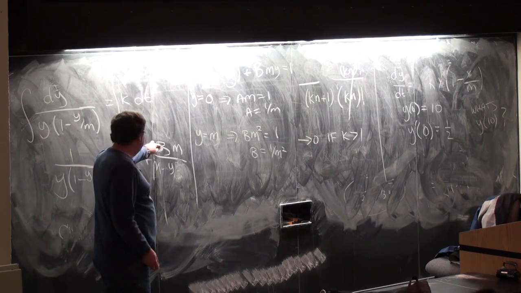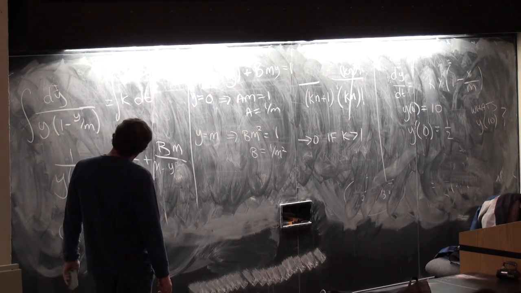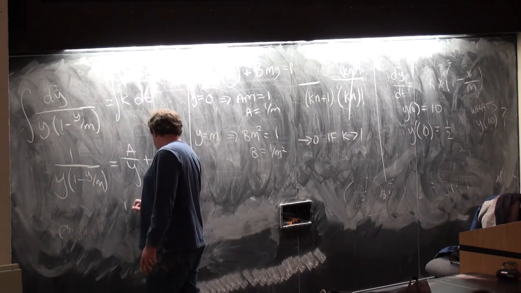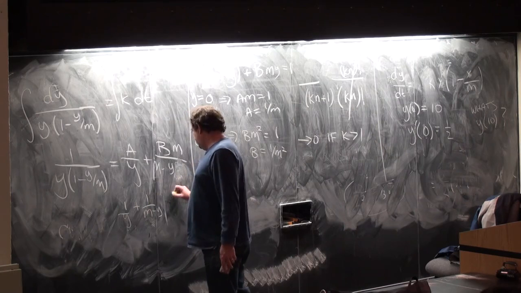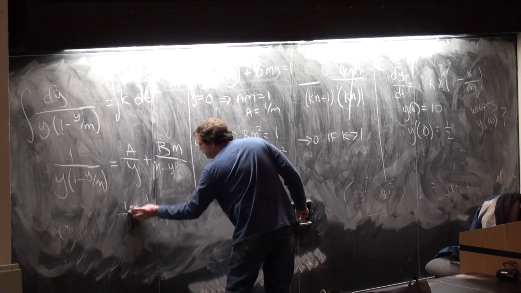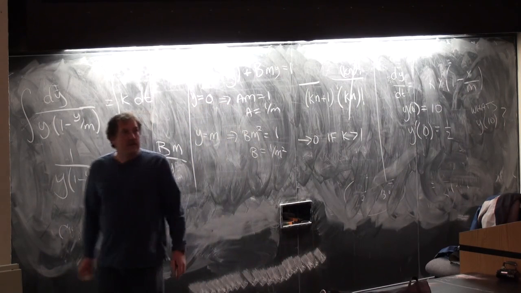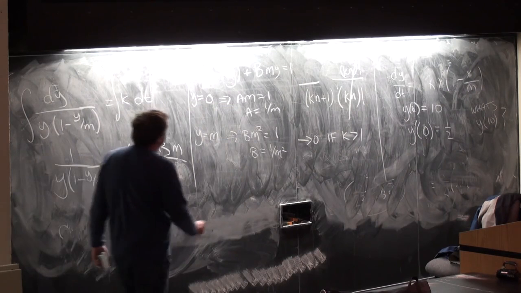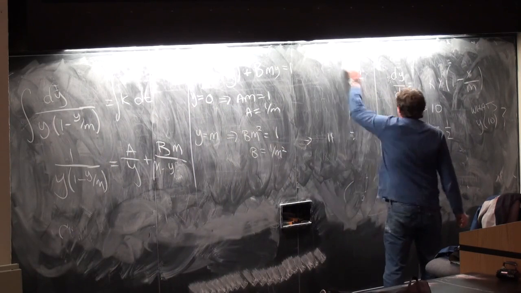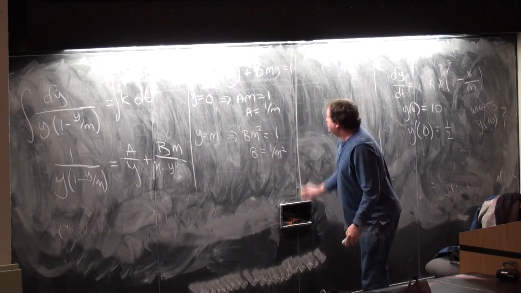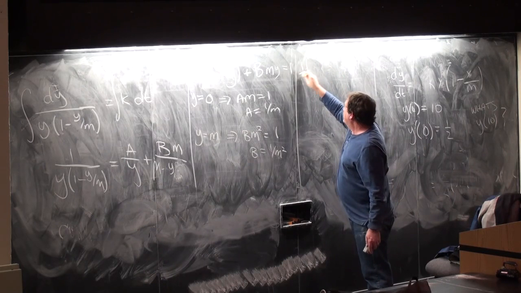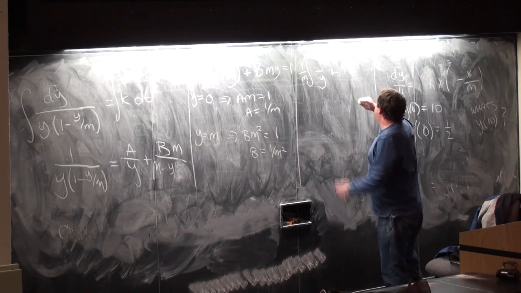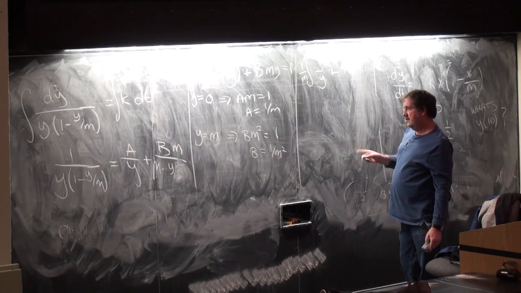This is 1 over m. Plus 1 over m minus y is m minus y plus y. Oh, that's right. Okay. So then this becomes the integral of, put the 1 over m out in front, 1 over y plus 1 over m minus y.